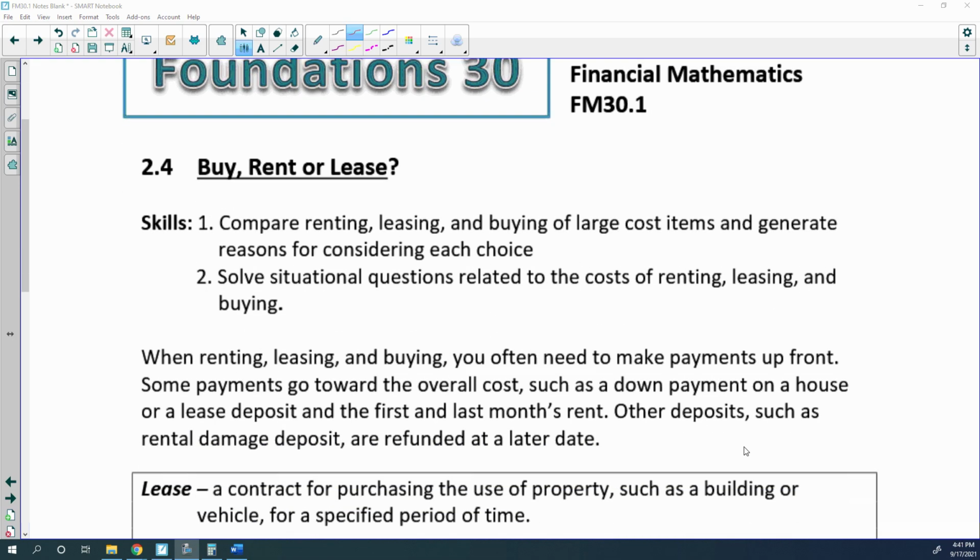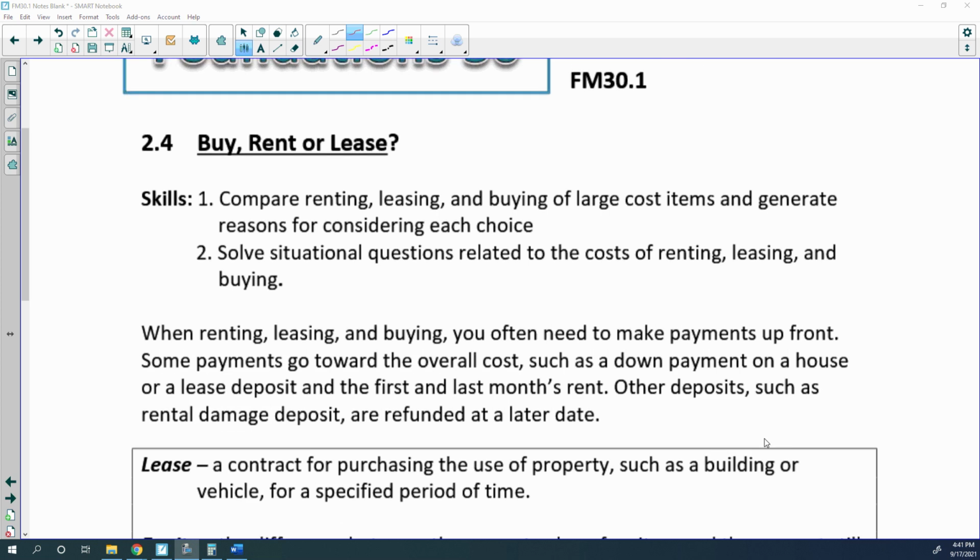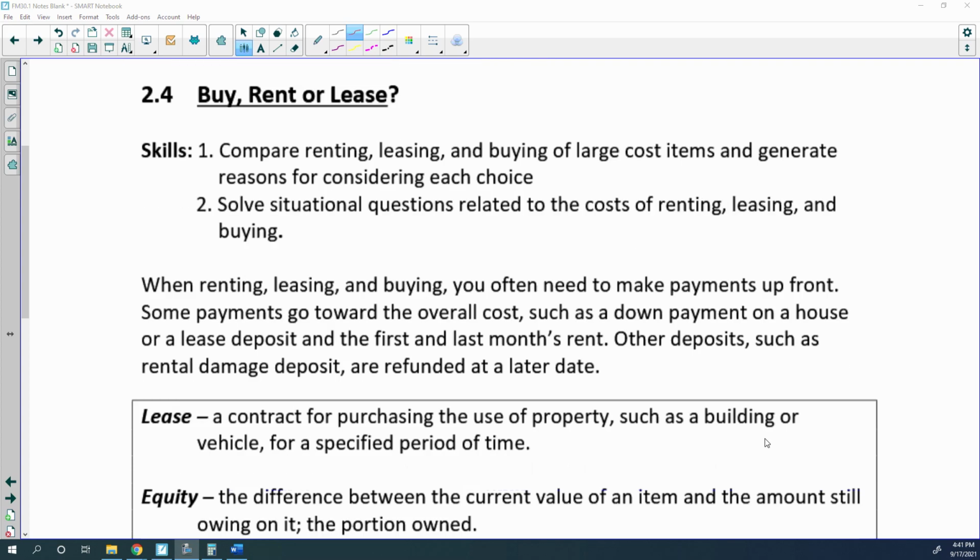When renting, leasing, and buying, you often need to make payments up front. Some payments go toward the overall cost, such as down payments on a house, or a lease deposit and the first and last month's rent. Other deposits, such as rental damage deposits, are refunded at a later date.